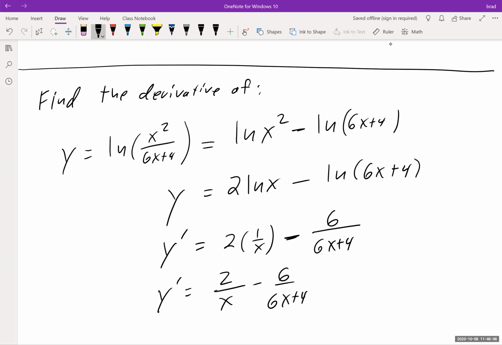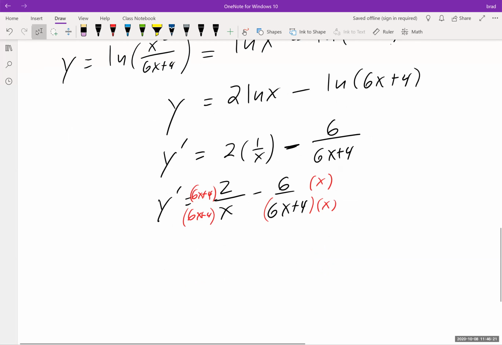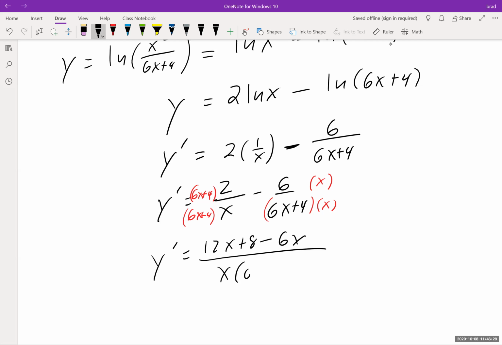Now, if they ask you to clean this up, you would then have to give this a denominator of x times x. You would have to give this one a 6x plus 4. So then we would have y prime equals 12x plus 8 minus 6x all over x times 6x plus 4. Okay, so then this would be what, 18x, oh no, not 18x, sorry about that. That would be 6x plus 8 all over x times 6x plus 4.